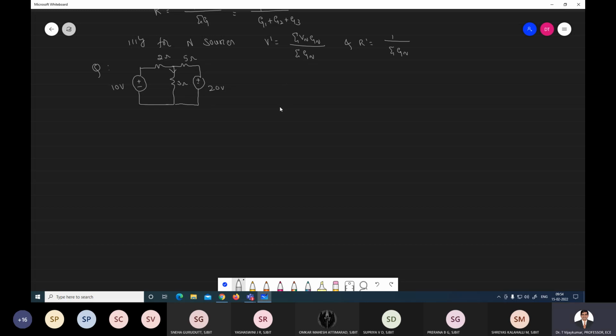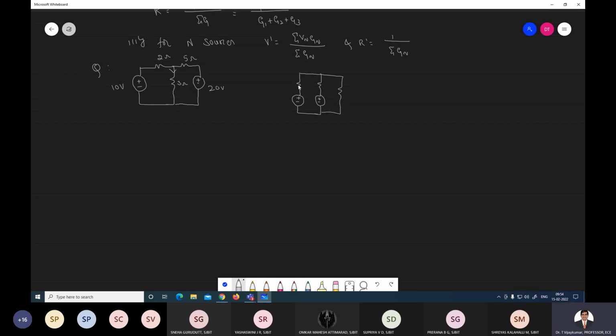So in this problem, what is the load resistance? 3 ohm. You write it according to the circuit. We can write it like this: resistance and then voltage source, again another resistance, then another voltage source. And here it is a load, connected here.